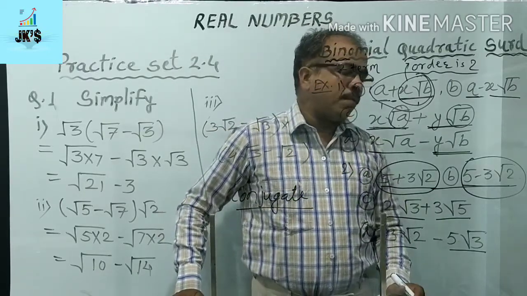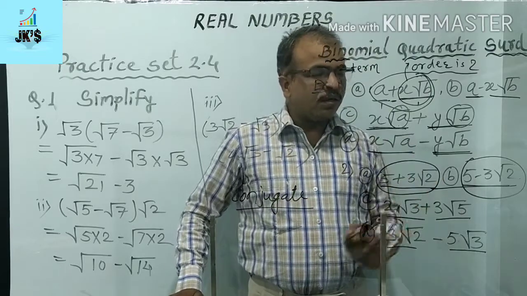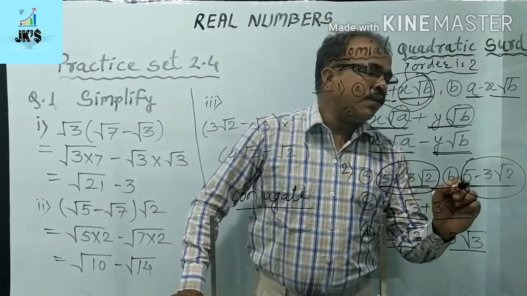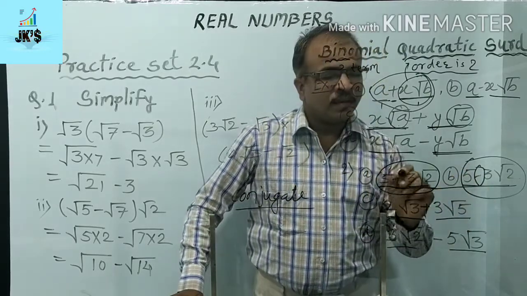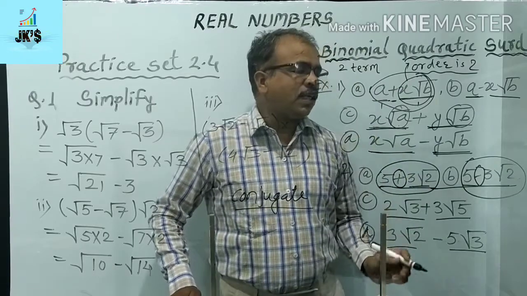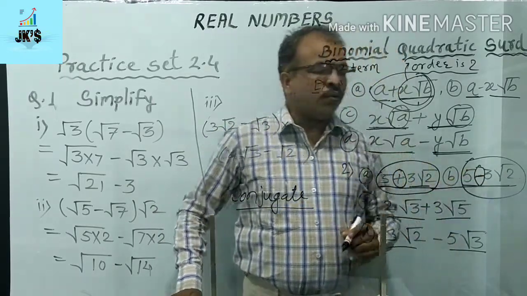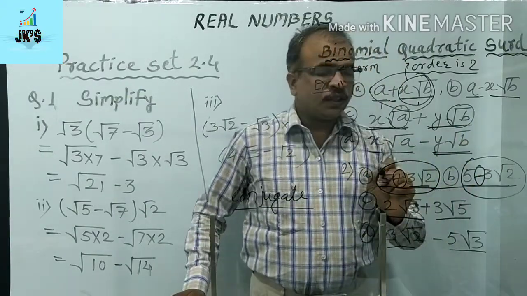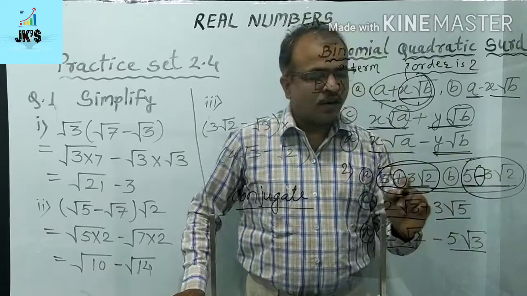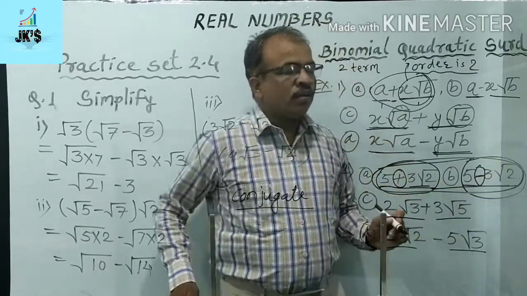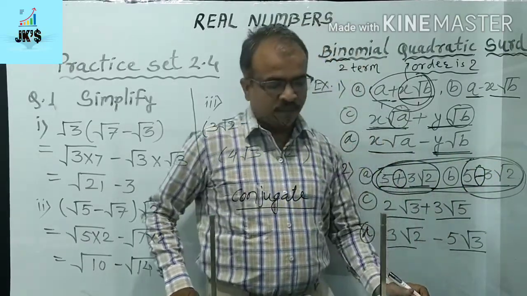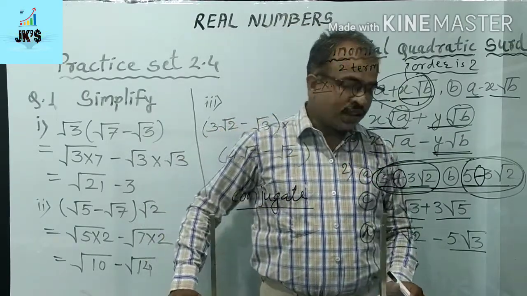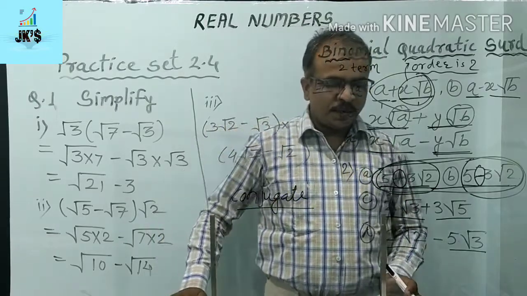Conjugate pair of binomial surds means nothing but they have the same terms, but in between them one has the positive sign and another one is negative. Means 5 plus 3 root 2 and 5 minus 3 root 2. This is known as a conjugate pair of binomial surd. Okay? Is it clear? What is the binomial quadratic surd and the conjugate pair of binomial surd?